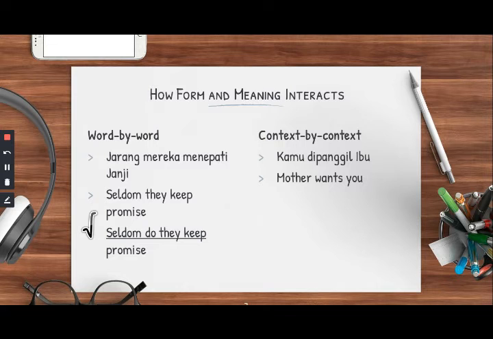Misalkan kita punya satu contoh, kamu dipanggil ibu. We don't translate it into "you are called my mother." Meskipun secara grammar strukturnya itu bisa dikatakan tepat, well, that is not natural translation. Akan lebih tepat kalau kita menggunakan "mother wants you." Oke? Kalau kita terjemahkan kata per kata, dia justru aneh di bahasa Indonesia. Jadinya, ibu menginginkan kamu. Well, itu kalau transformation.